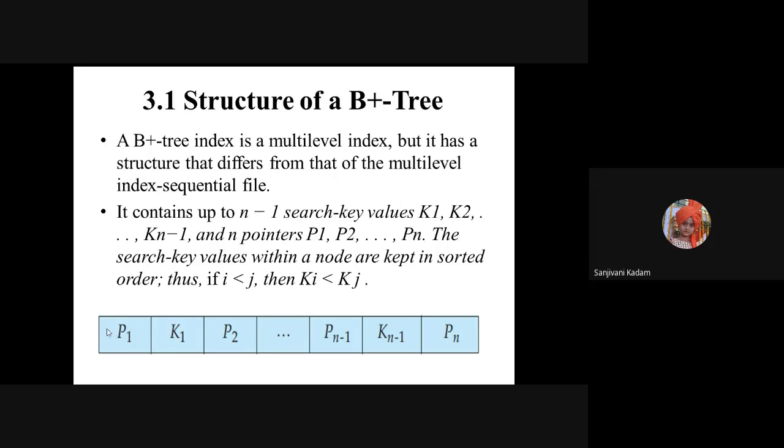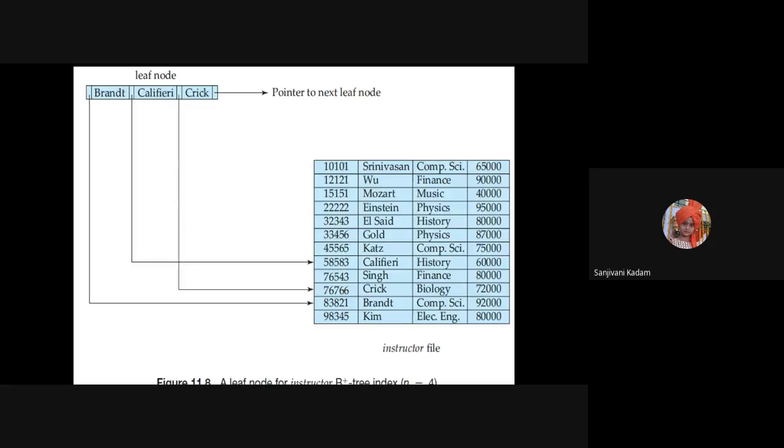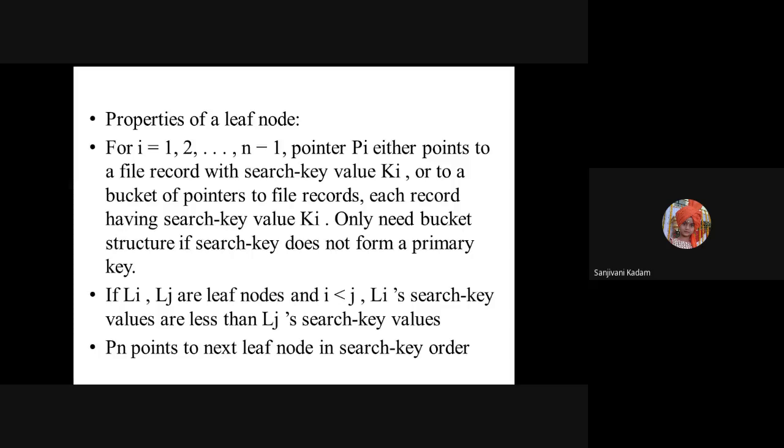Whatever children are pointed to by this P1 will have values less than K1 only. Whatever the pointers given by P2 are there, these will be between K1 and K2. So this is the structure of a B plus tree always. This is a leaf node, and this is the complete tree.